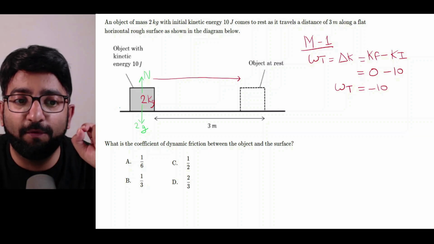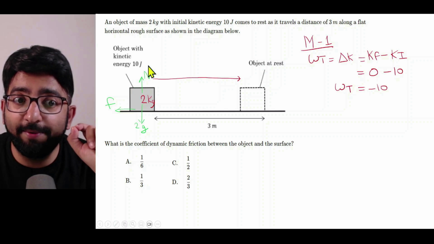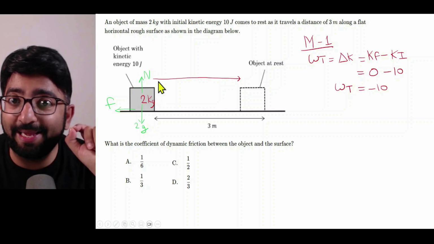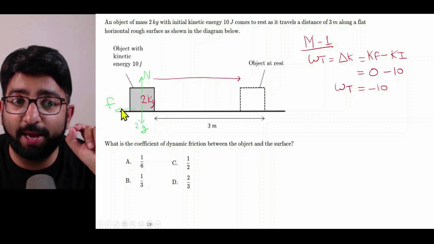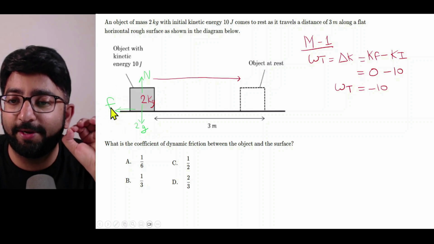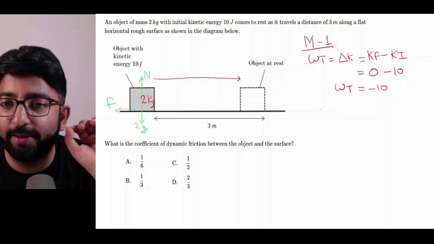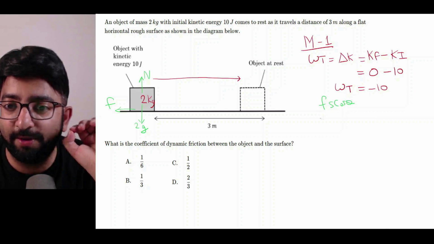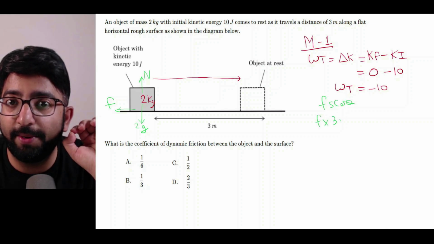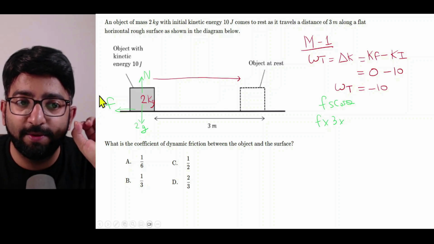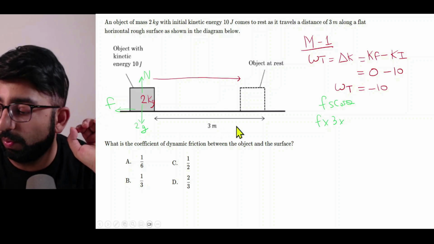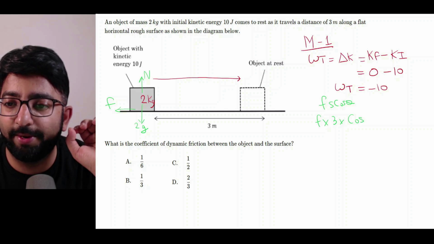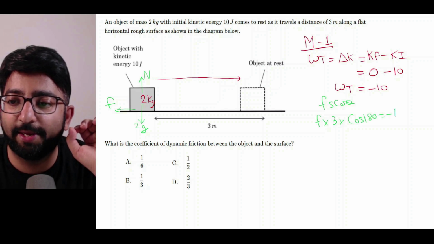Also, there is a frictional force which is trying to oppose the motion of the object, acting in the leftward direction. Now, normal reaction and 2g, the weight, will cancel each other out. So the net force acting on the object is only friction. So the work done, let's write down the basic formula: F s cos theta. F is friction, displacement is 3 meters, and the angle between the frictional force and the distance is 180 degrees. So cos 180 will come out as negative 1.